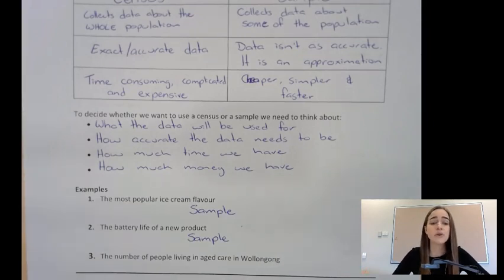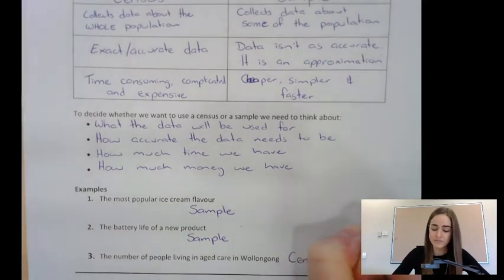The last example we have is the number of people living in aged care in Wollongong. For this one, what's the data going to be used for? It's going to be used for things like medical resources and housing, nurses, all those sorts of things. How accurate does that need to be? For that one, I'd say it needs to be fairly accurate. You can't just get a sample and assume that it's going to be the same for the whole suburb or for those areas or the same age brackets. I'm going to say a census for this one.